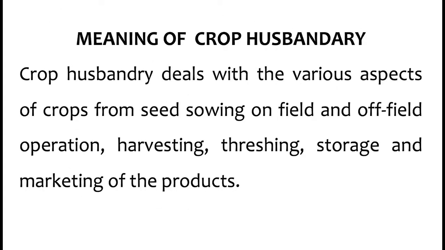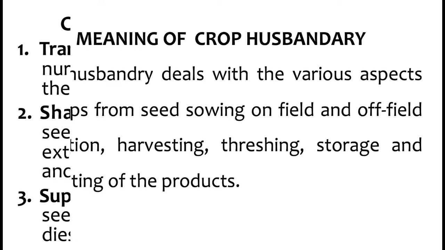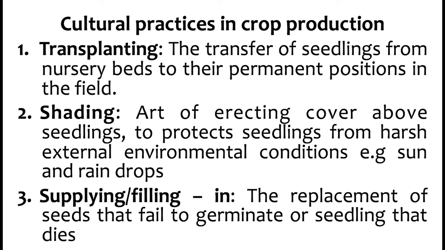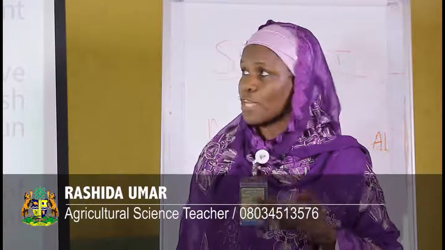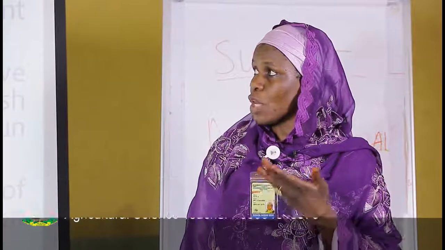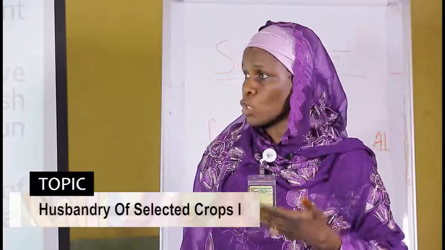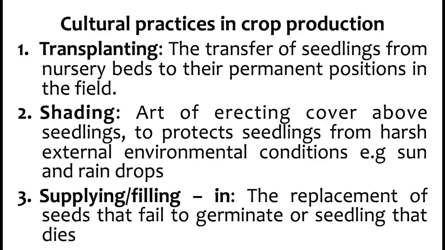Meaning of husbandry. Crop husbandry deals with the various aspects of crops from seed sowing, on-field and off-field operations, harvesting, threshing, storage, marketing of the products. Now, let's look at the cultural practices in crop production. These are the practices that we are going to be taking one after the other in the course of delivering this lesson. So the first one is transplanting.